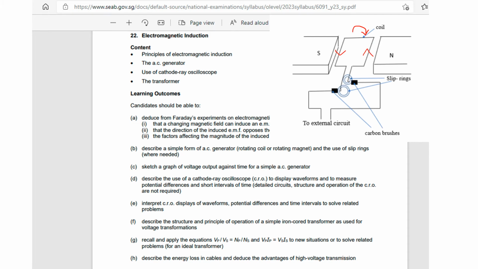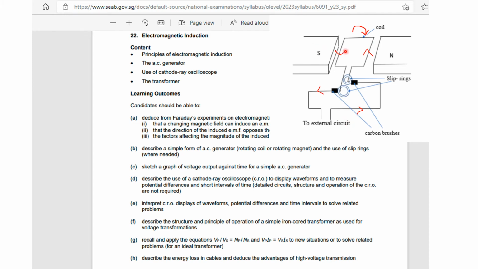So in other words, the current will be moving here, in this direction. So in the external circuit, this is how the current will flow. And why do we call this an AC generator? This is because the current generated is an alternating current.